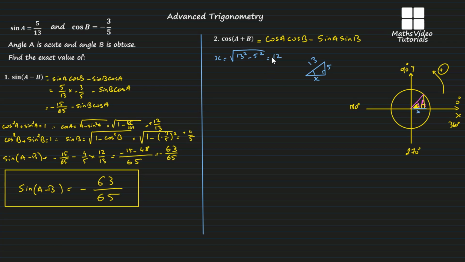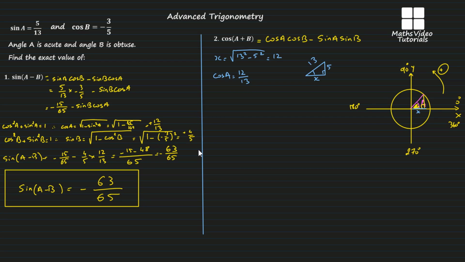It would be, of course, plus or minus 12, but you can see from the CAST diagram, you don't need that. You just know that it's going to be a positive value. You can see it is in the positive part of the x-axis, this x here, all right? So therefore it is a positive 12. So therefore the cos A is 12 out of 13.